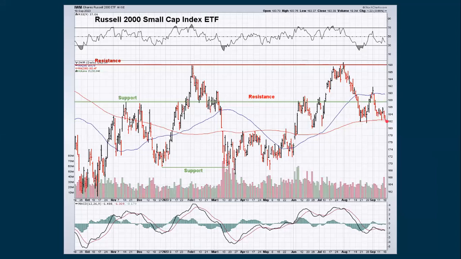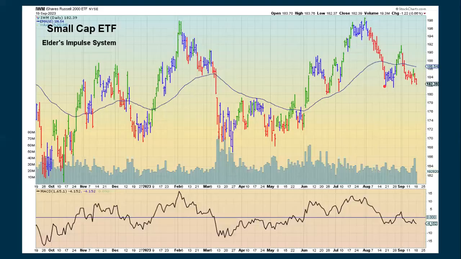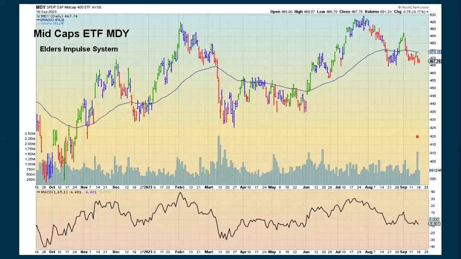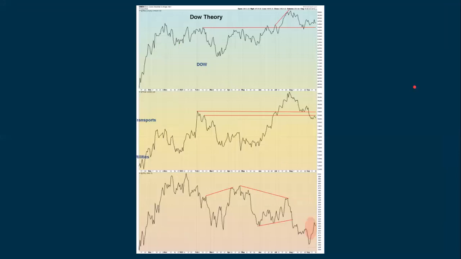This is the 4th time we've hit this now during this most recent downturn. Are we going to fall through it, or are we going to be able to get some support here and then bounce back up? The Elder Impulse system for the small caps remains negative. The mid caps are also still a little bit above their 200-day moving average and a little bit above this S1 level, where the Elder Impulse system for the mid caps is negative.